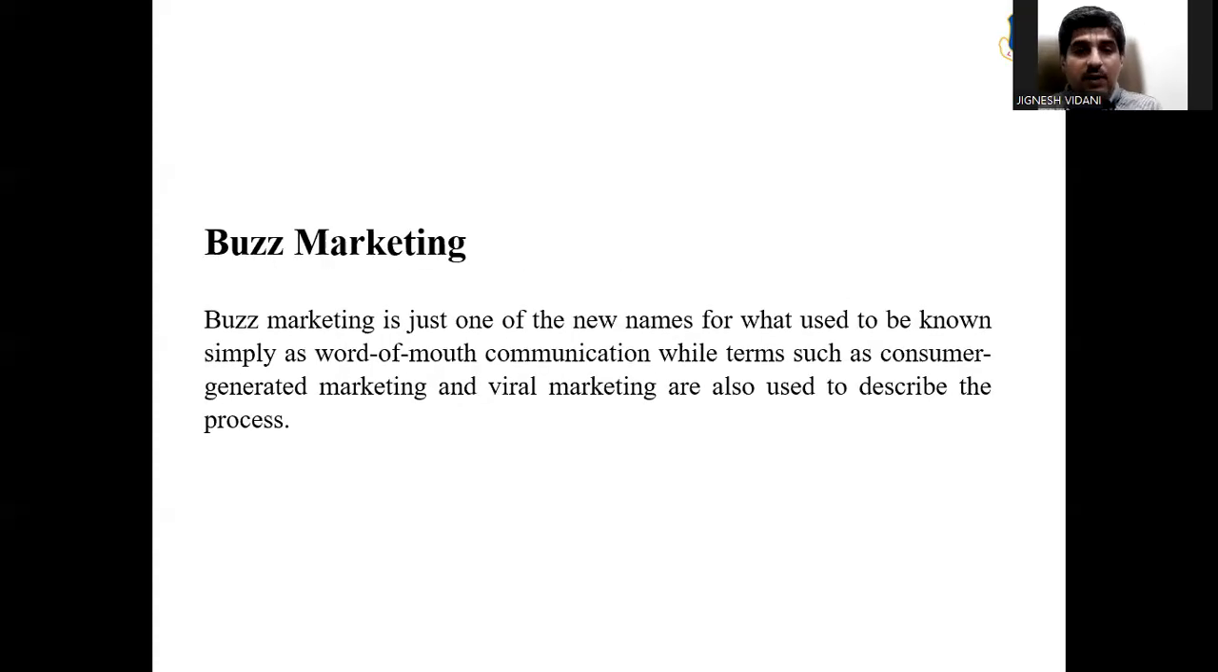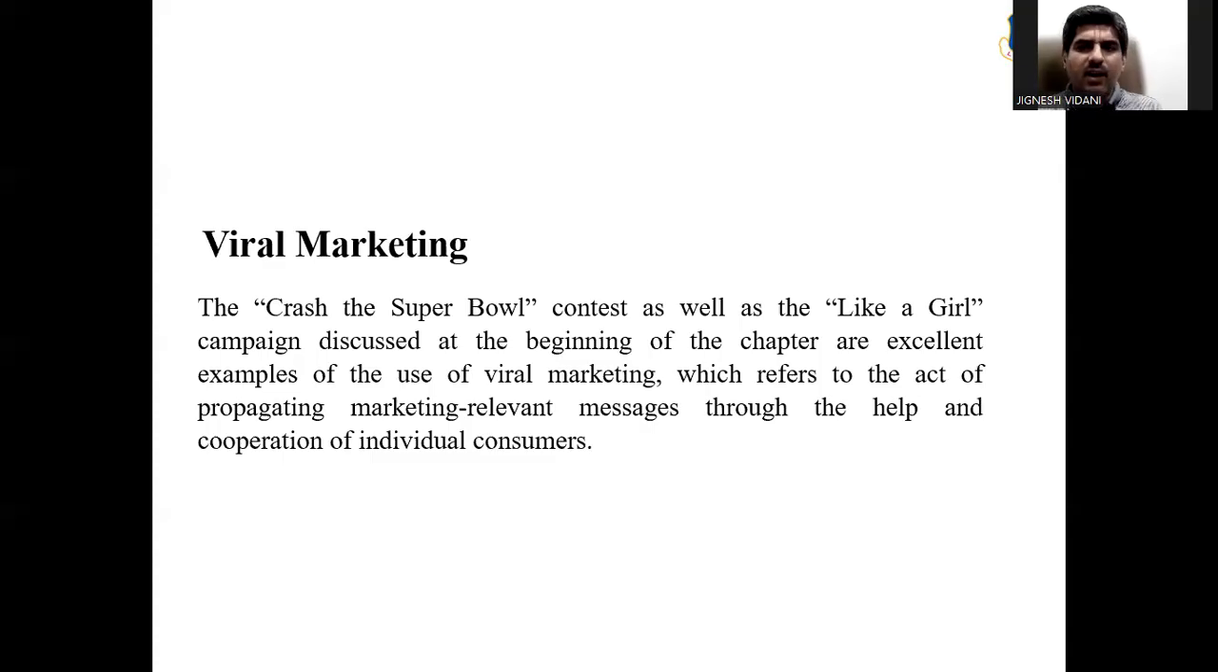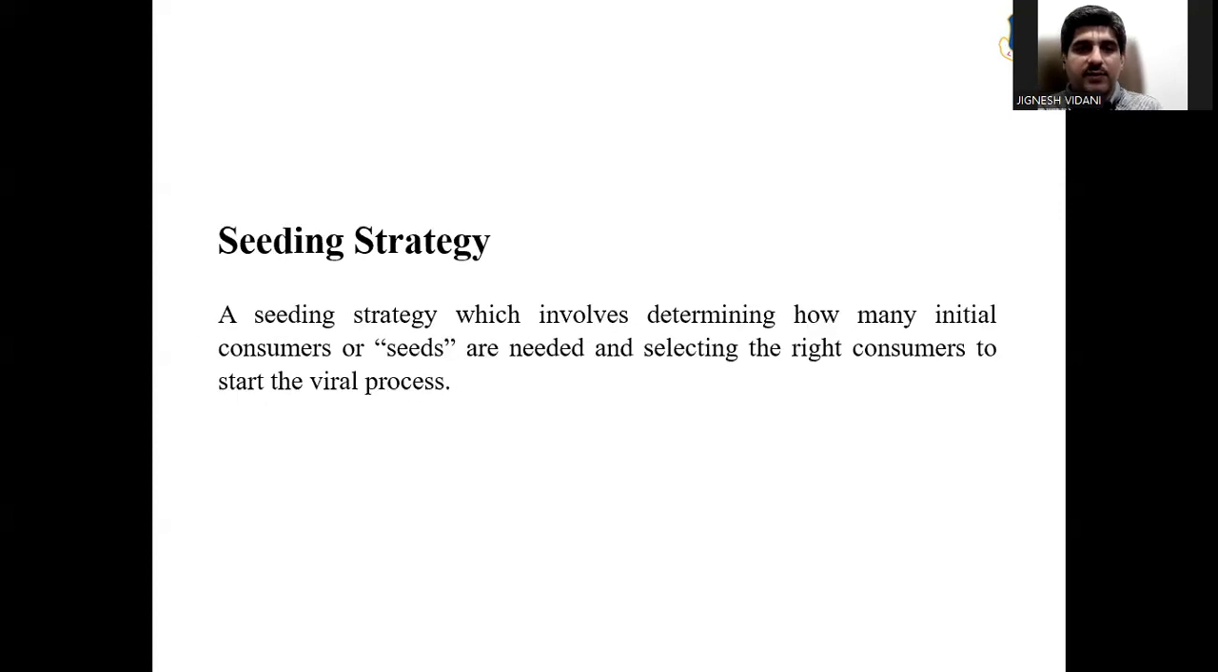Buzz marketing. Buzz marketing is just one of the new names of what used to be known as simply word of mouth communication. Terms such as consumer generated marketing and viral marketing are also used to describe the process. Viral marketing. The Super Bowl contest as well as the Like a Girl campaign discussed at the beginning of the chapter are excellent examples of viral marketing, which refers to the act of propagating marketing relevant messages through the help and cooperation of individual consumers.